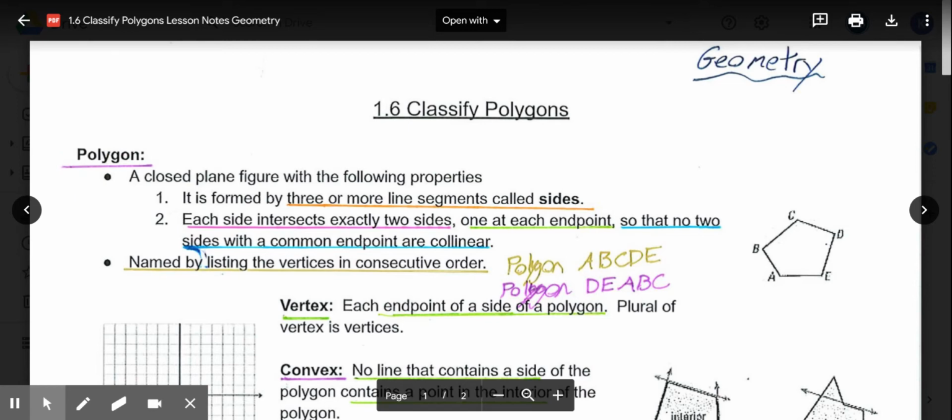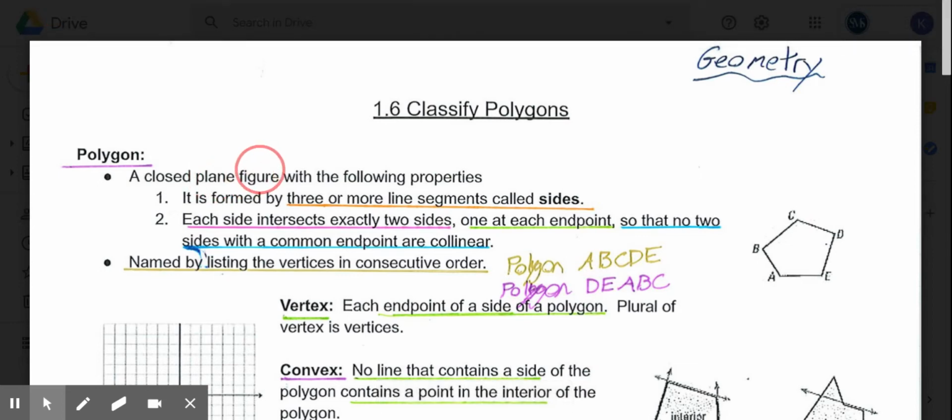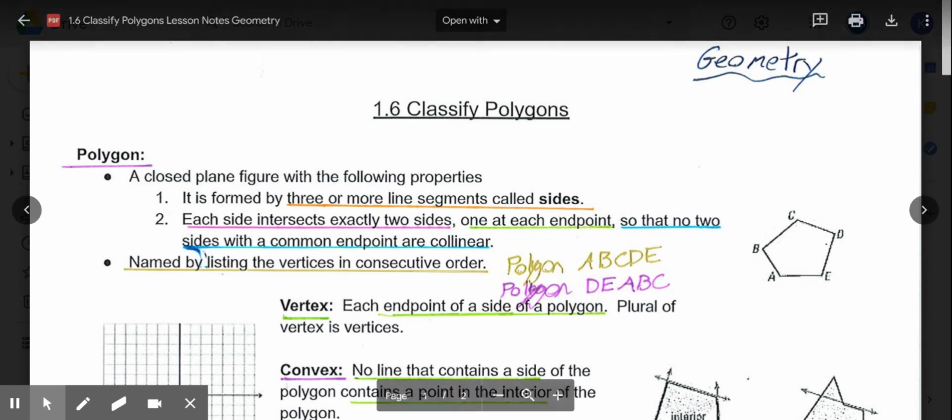So the first part of our definition, it's a closed plane figure meaning it lies in a singular plane, with the following properties. And to be closed means that there's no opening within the figure. So for example, if B to C did not connect with C and D, that would be an open figure. So it's a closed plane figure with these two following properties.